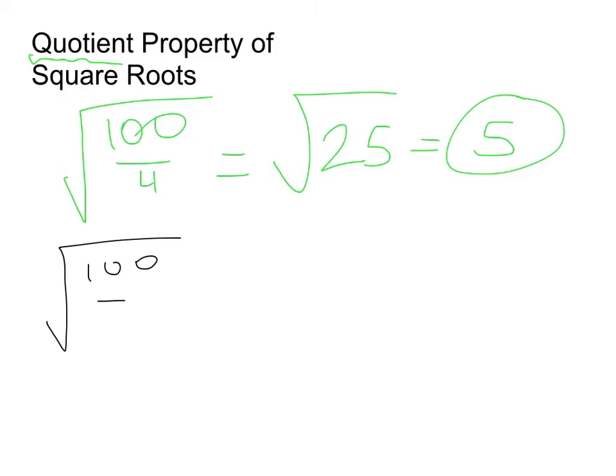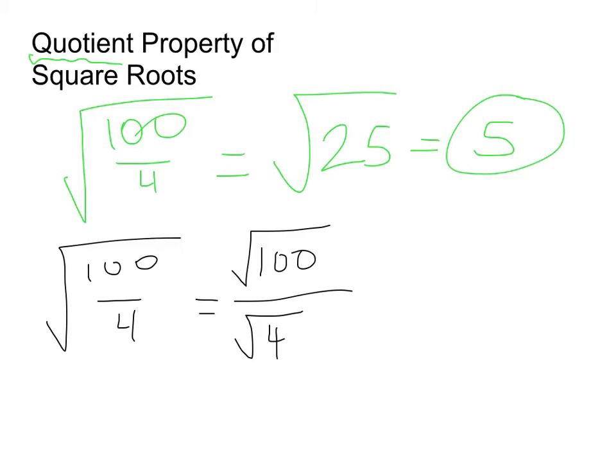Square root of 100 over 4. The quotient property of square roots says that if I have some whole number or fraction inside a square root, I can break this one specifically up into the square root of 100, so the numerator by itself, over the square root of the denominator by itself. Okay. Now, is that super beneficial and helpful in this specific problem? No, but I'll show you why in a minute. It'll help us with other more complicated ones.